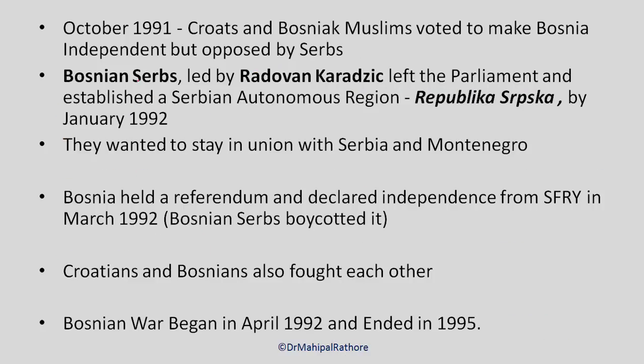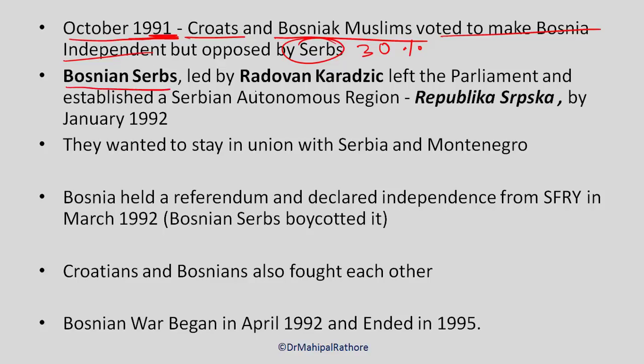The events start in October 1991 when they saw that Croatia and Slovenia had declared themselves independent. Why not us? We should also become independent. That is what the members of the parliament said. So the Croats and the Bosniak Muslims voted to make Bosnia independent, but they were opposed by the Serbs. Now Serbs are more than 30% of the population. They said that we will never leave Yugoslavia. We will stay with our Serbian brothers.